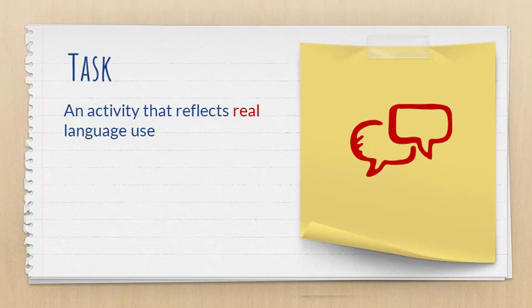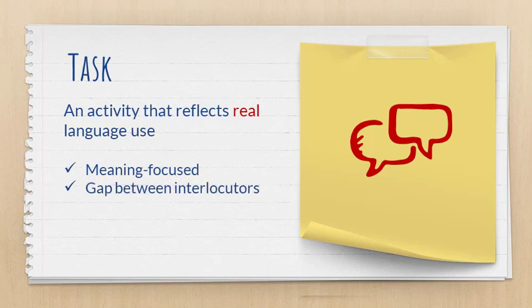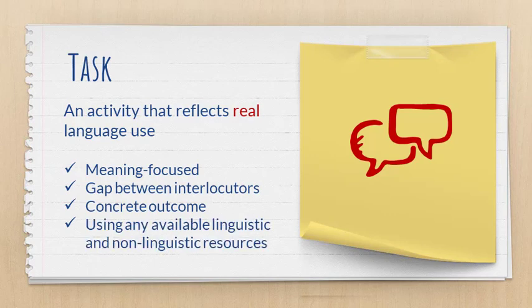Well, when we communicate in the real world, we focus on meaning. There is a gap between interlocutors. We don't know what the other person will say. There's usually a concrete outcome. We're asking questions or we're trying to get information for an actual purpose that is not to practice language. And we accomplish our task by using any available linguistic and non-linguistic resources. In other words, when we communicate, we simply express and interpret meaning as needed.